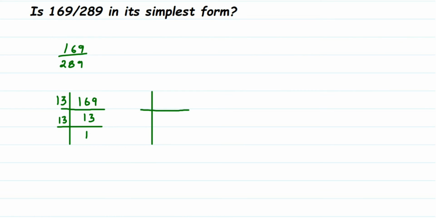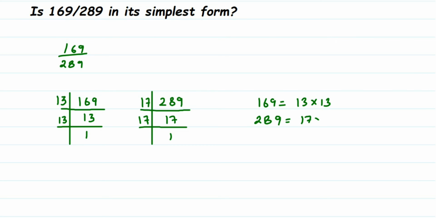Similarly, we have 289. Now 289 is a square of 17. 17 times 17 is 289. And this number doesn't go in any other table except 17. 17 is a prime number. So if you find out the highest common factor of these numbers, 169 is equal to 13 multiplied by 13, and 289 is equal to 17 multiplied by 17.